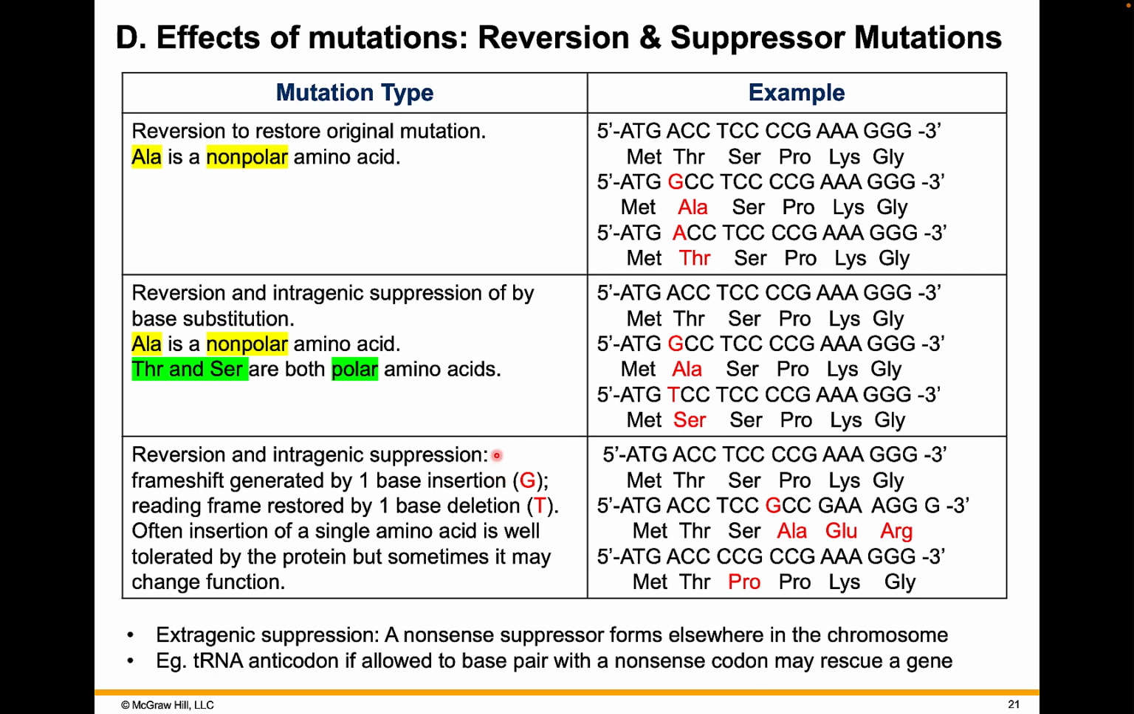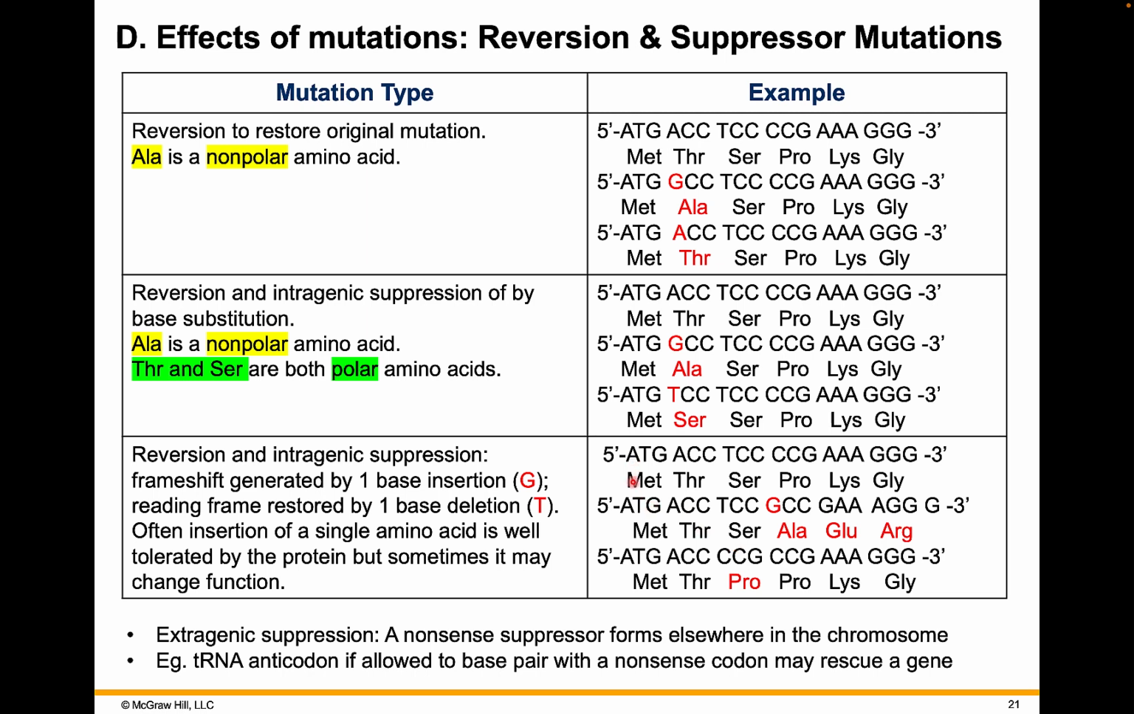So after that, we are looking at the reversion and intragenic substitution by a frame shift generated by a one base insertion. Let's take a look at this. Often insertion of a single amino acid is well tolerated by the protein, but sometimes it may vary. What happens is that after the one base insertion, the reading frame is again restored by a one base deletion. So let's take a look at how this happened, which is a reversion and intragenic suppression as well.